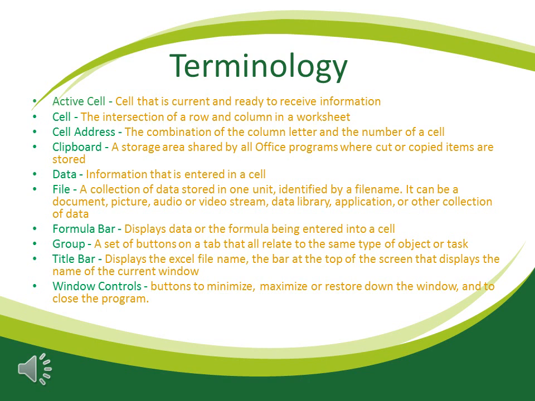File is a collection of data stored in one unit, identified by a file name. It can be a document, a picture, an audio or video stream, data library, application, or other types of collection of data. A formula bar displays data on the formula being entered into a cell. Group is a set of buttons on a tab that all relate to the same type of object or task. A title bar displays the Excel file name, the bar at the top of the screen that displays the name of the current window. And the window controls are buttons to minimize, maximize, or restore down this window and to close a program.